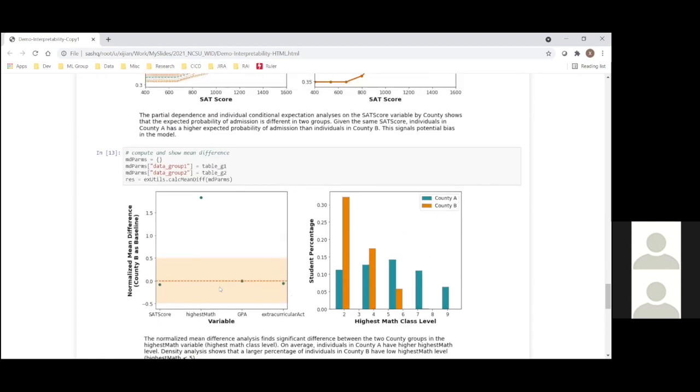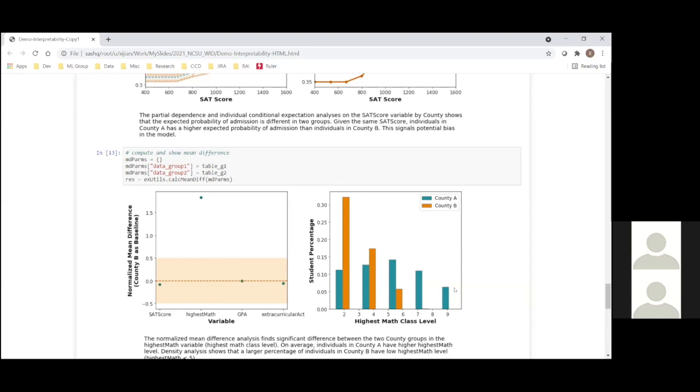So go back to data exploration to discover the actual cause. What we did was to plot out the normalized mean difference, basically the difference between County A and County B in terms of their features. So it turns out for the students of two counties, their SAT scores, GPA, and extracurricular activities have relatively similar levels, but the highest math class number for County A is significantly higher than County B.